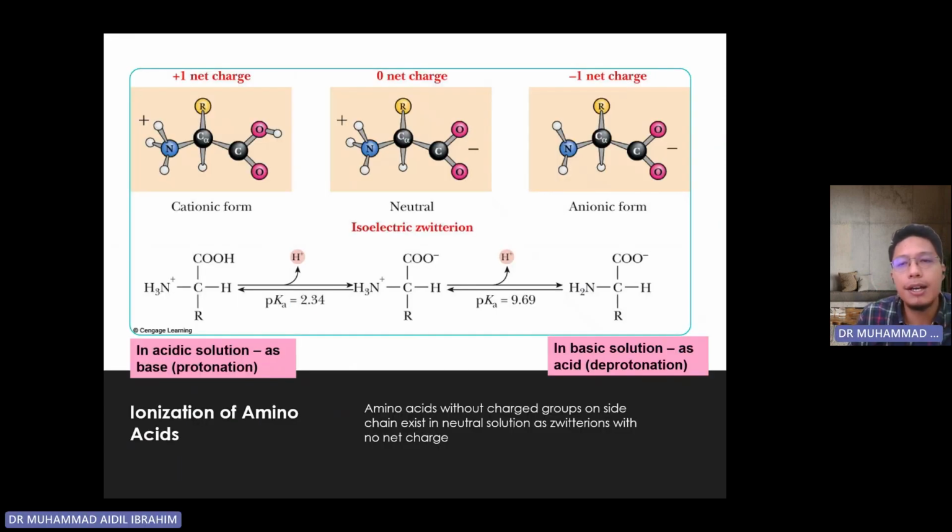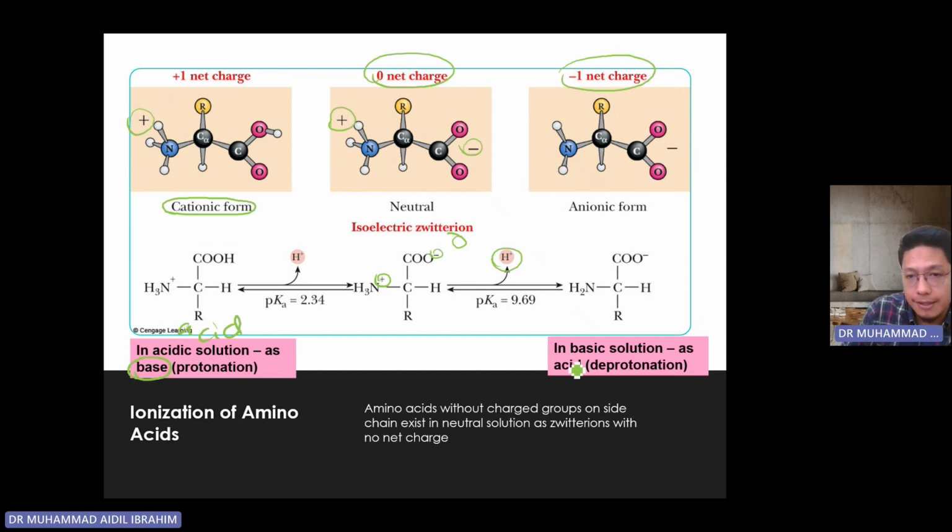Okay, this is another visualization. So this is in the acidic. This is an acid. In acidic solution, the amino acid is in cationic form, which has positive charge, which acts as a base. As the pH increases, it will become zwitter ion, which has zero net charge. Like that, one positive, one negative, and zero net charge. And as the pH increases, it will be further deprotonated, which will have a net charge of negative one, which acts as an acid, which is an anionic form, which is negatively charged.